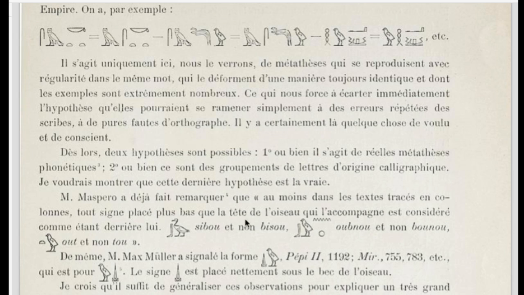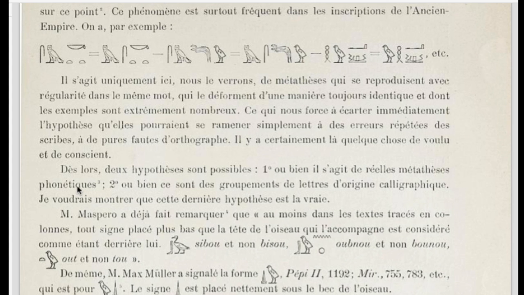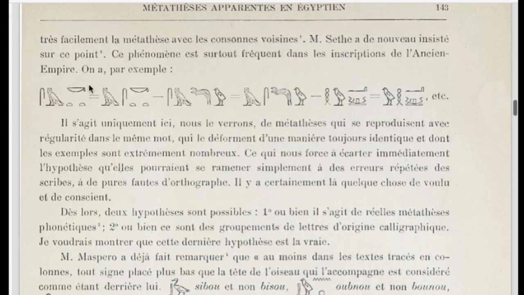All right. So what he's saying here is that he's giving hypothetical possibilities. Okay. He says, therefore, there are two hypotheses. Number one is a question of real phonetic metathesis. This is true metathesis. This is what the word metathesis means. Okay. Then two, are we dealing with graphic transposition? So he re-asked the question after showing all these examples, and he shows these examples here.